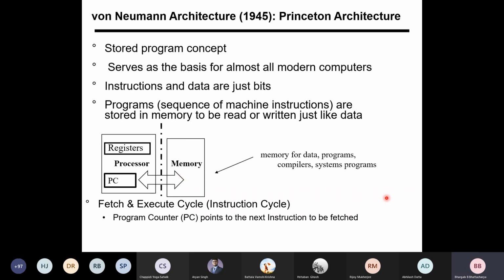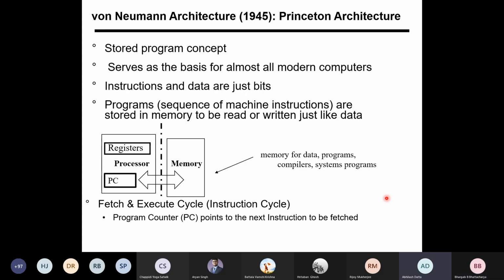Any question here? Any doubt or you need clarification? Any question regarding program counter? It's a special register in the processor which points to the next instruction to be fetched.